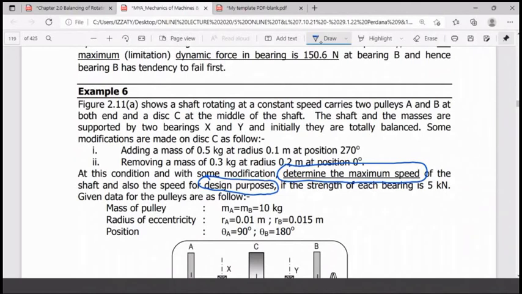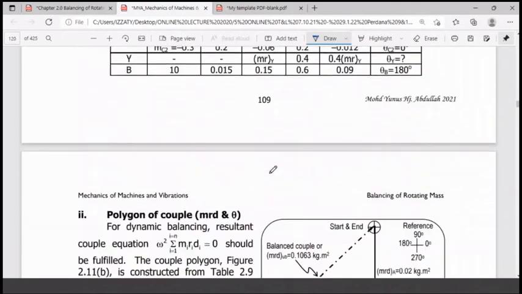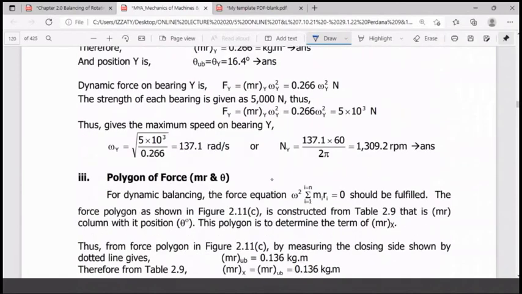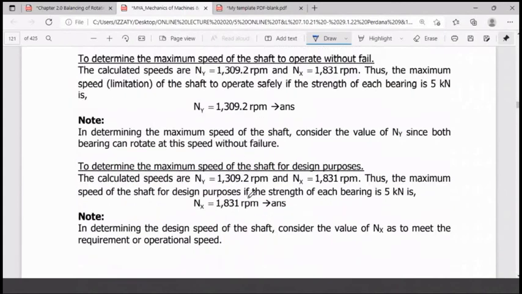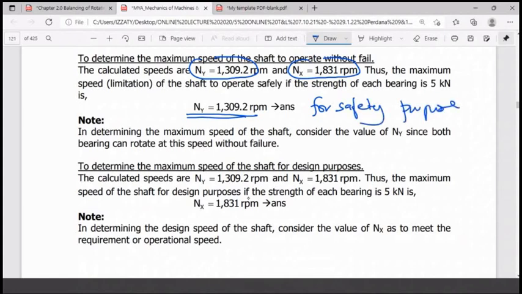Okay, so each bearing has 5 kilonewton. Sometimes they provide you both, sometimes they provide one value for both. So I'm not going to do the whole thing, I'm going to check out the results. Look at here. You have omega y, you have ny, and we have this one also 1003, for example. You do another one, you have x with 1008, and then you make a decision. You have 1003, 1008. So the maximum speed will be 1003 for safety purposes. The other one, for design purposes, you look for the bigger one.